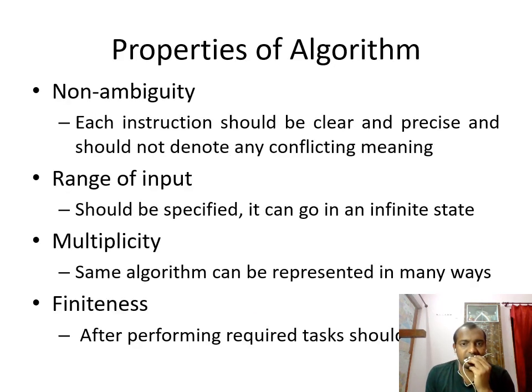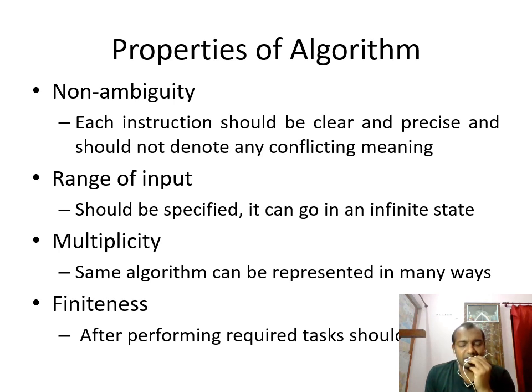Next, these are the basic properties of the algorithm. The first property is non-ambiguity. Non-ambiguity means each instruction should be clear and precise, and it should not denote any conflicting meaning. Second is the range of input. The range of input must be specified, otherwise the algorithm may go into an infinite state. Next is multiplicity. Multiplicity means the same algorithm can be represented in many ways.